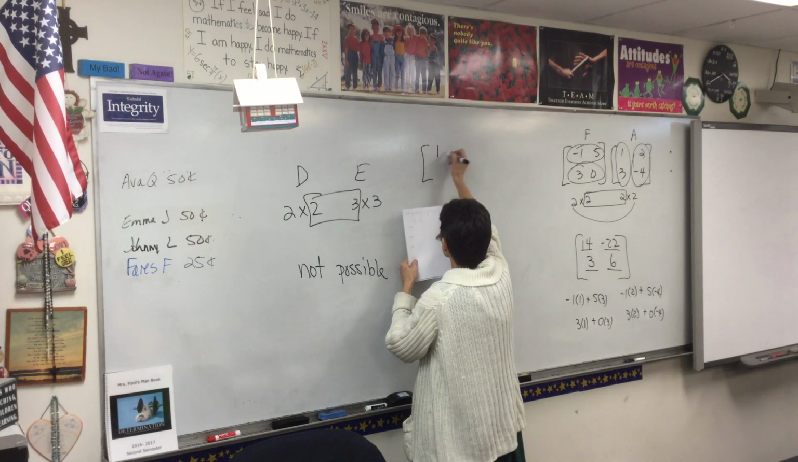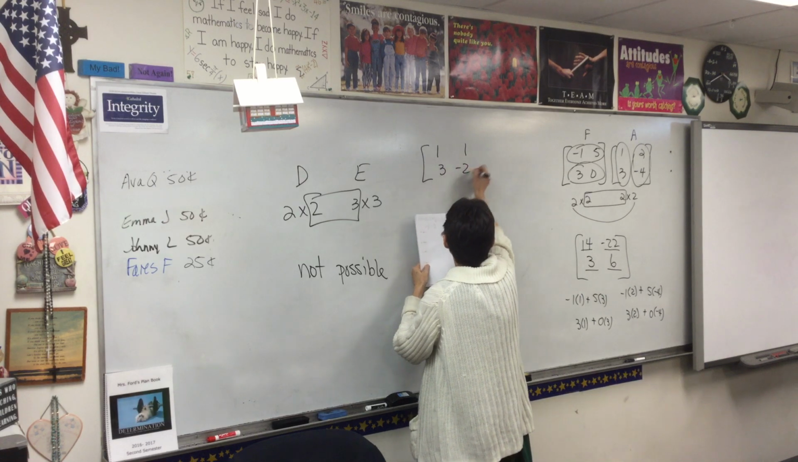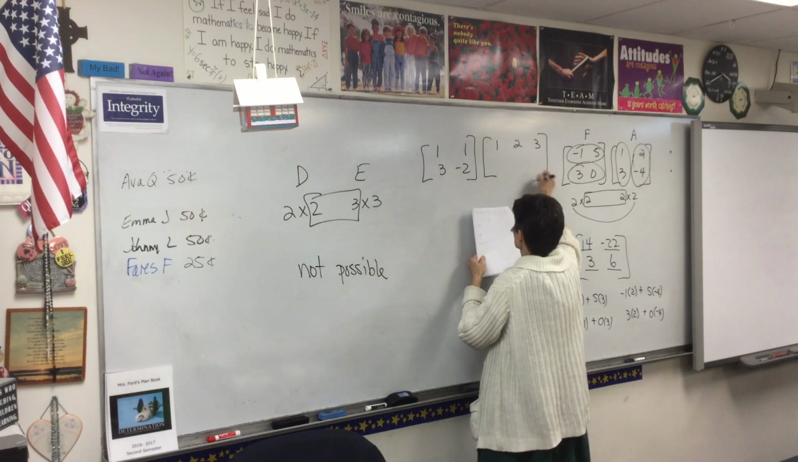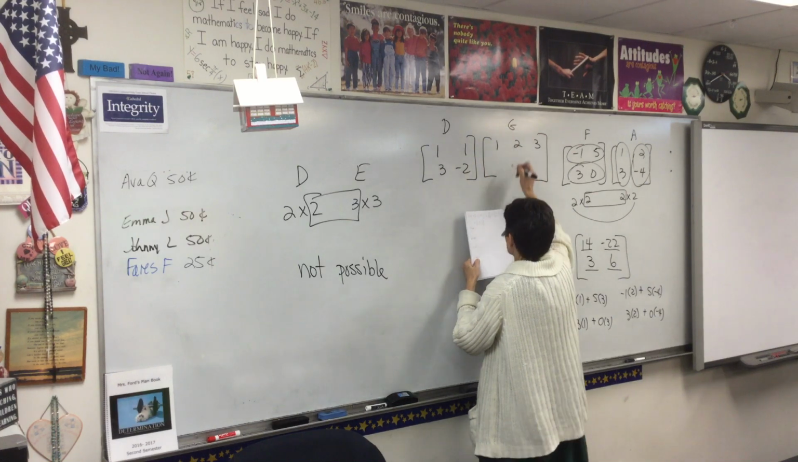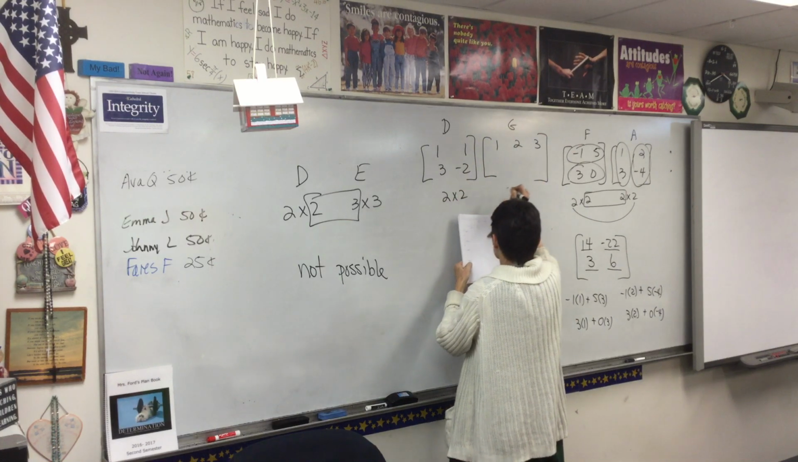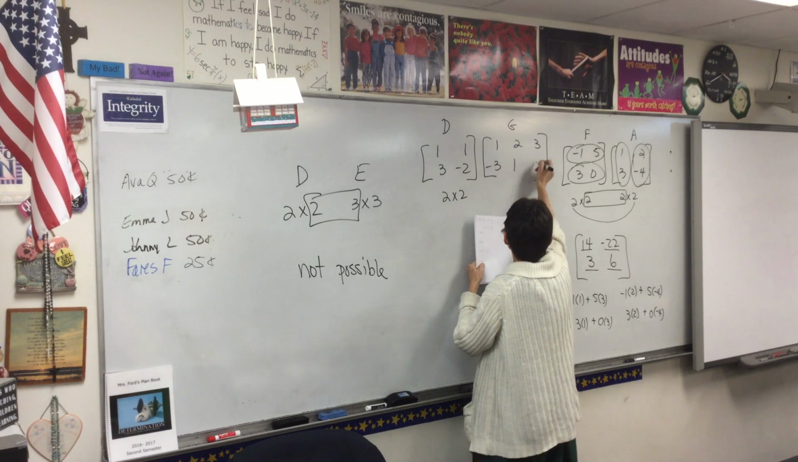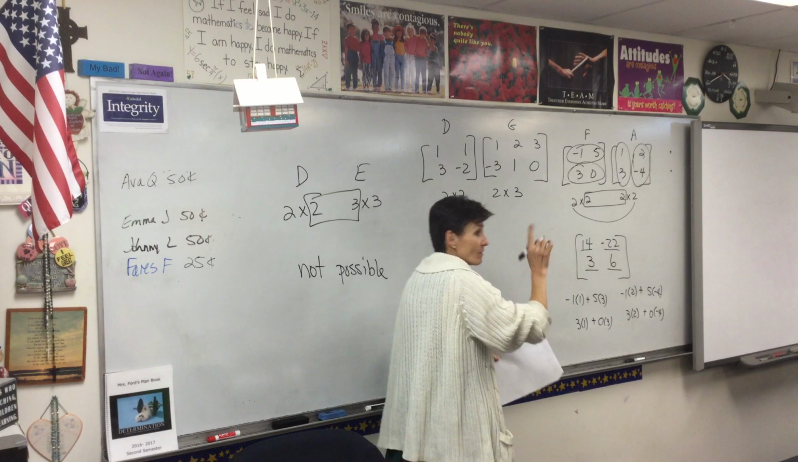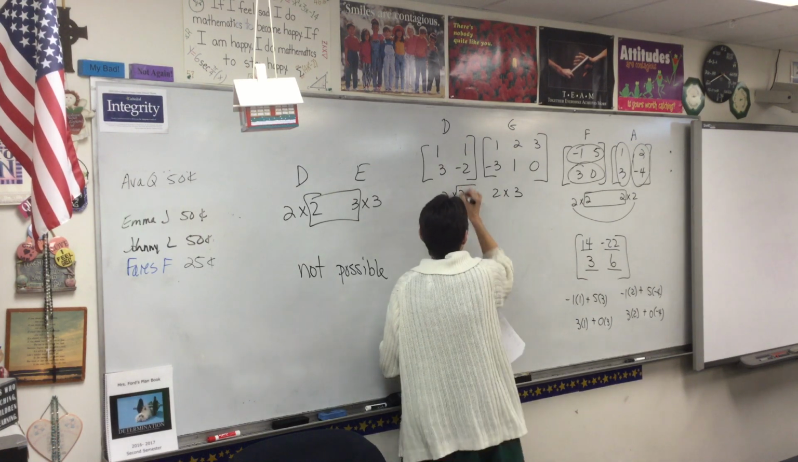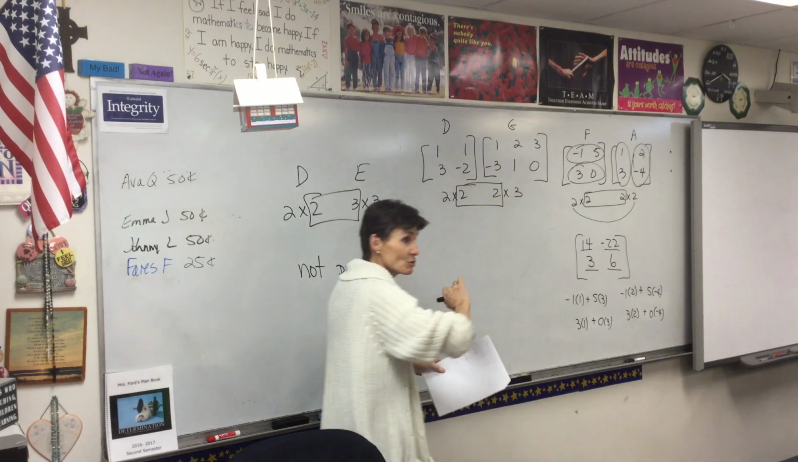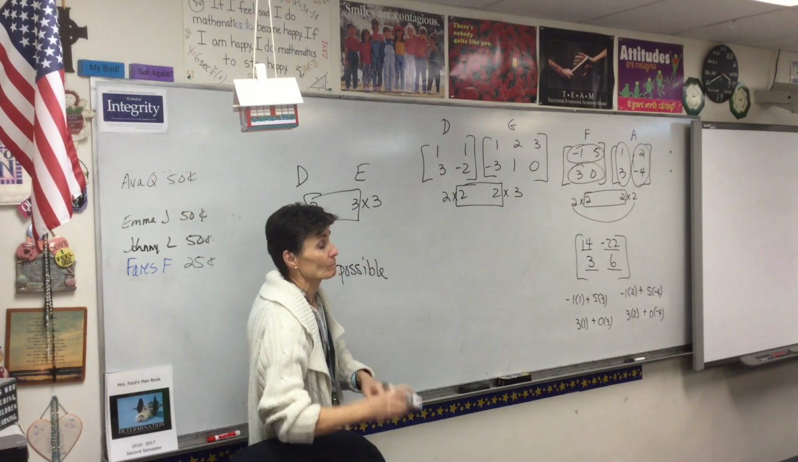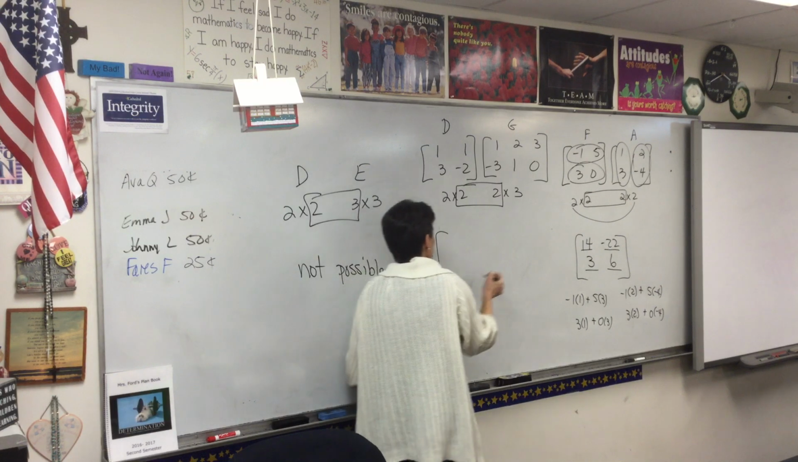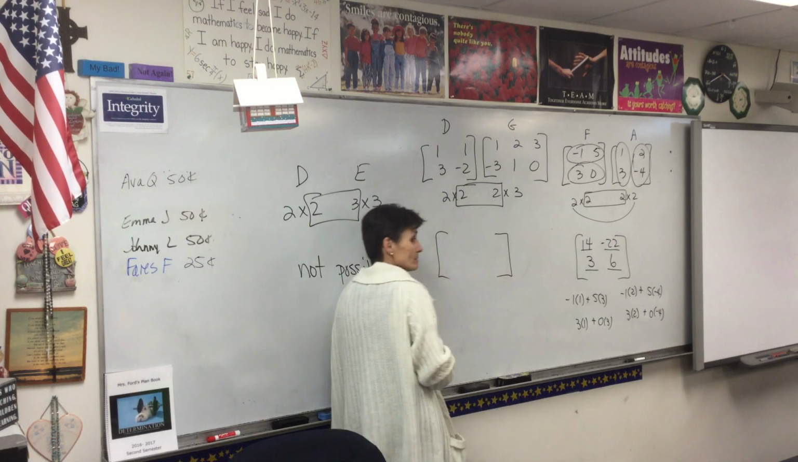Now what about D times G? Now D times G, they are not the same size. What are the dimensions of D? 2 by 2. D is a 2 by 2. What are the dimensions of G? A 2 by 3. They're not the same, but the important thing is those match.